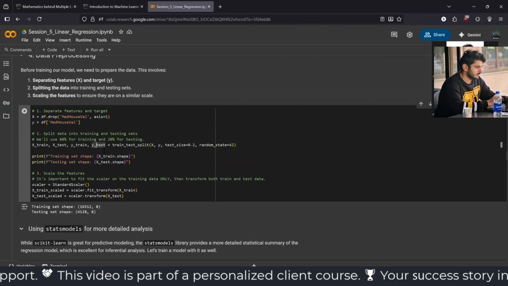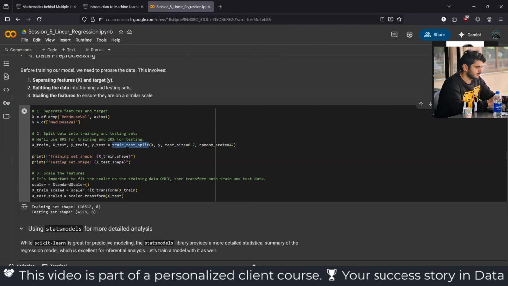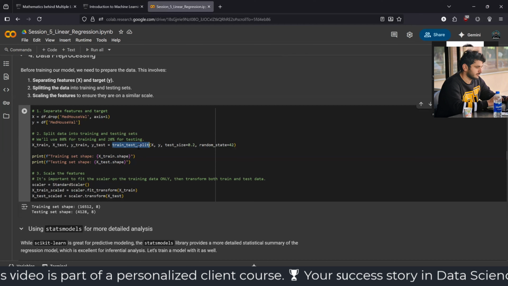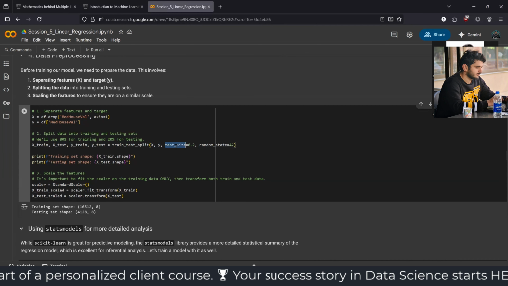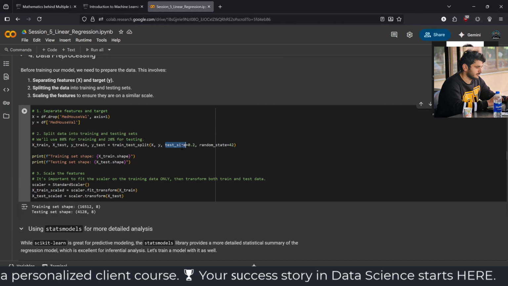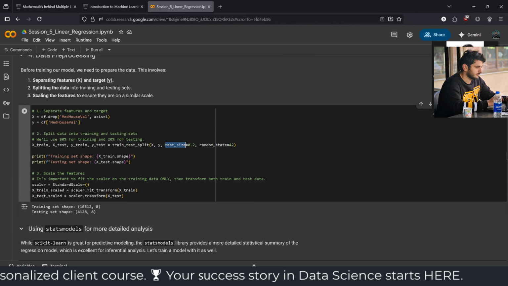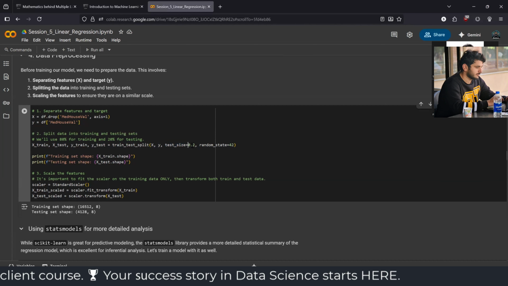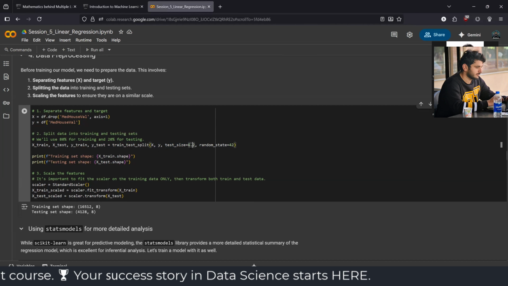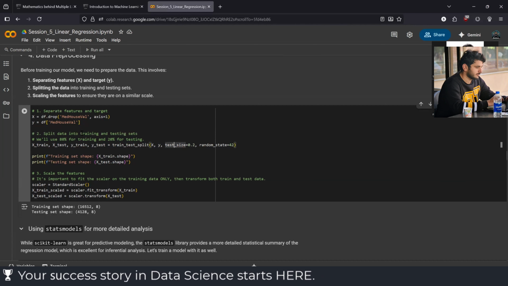To do so, we have a function in the sklearn package, train_test_split. We give it both X and Y, and we give it the test size. Test size basically means how much data should be in the training set and how much data should be in the testing set. We give it a value of 0.2. It means 20% of the data goes to test data, and 80% goes to training data. If we want something like 70-30, we can just change it to 0.3.